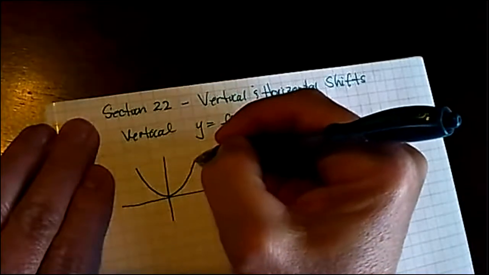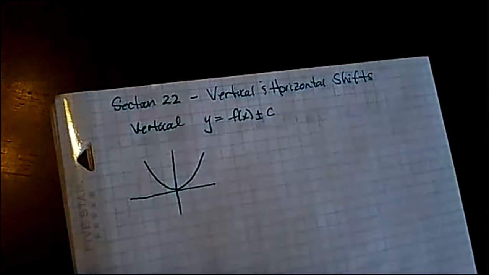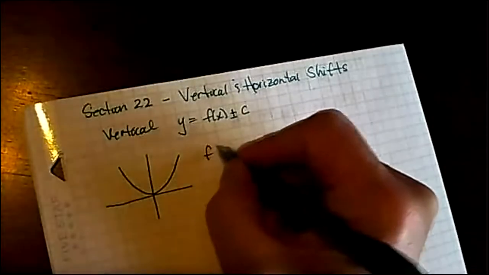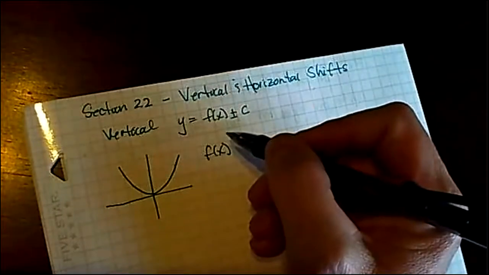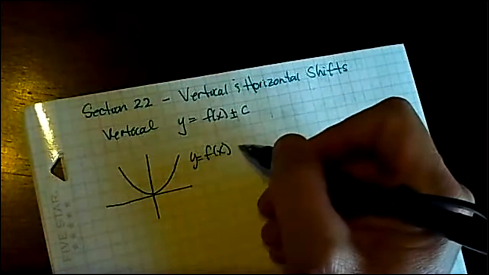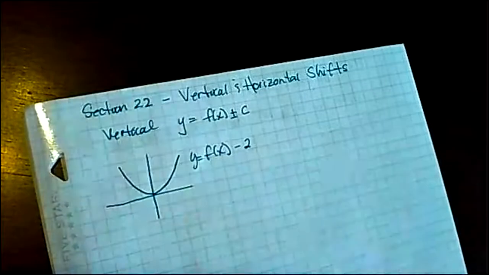Now, mine's a sketch. Keep that in mind. This is not an exact graph. It's a sketch. So I have this graph, and I want to shift it. Let's say I want you to shift that to y equals f of x minus 2.